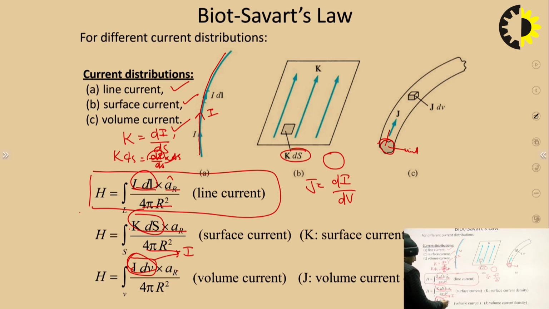So I into aR upon 4 pi R square. This is the formula in terms of volume current density. This is the formula for surface current density. This is the formula for finding the magnetic field intensity in terms of the line current density.